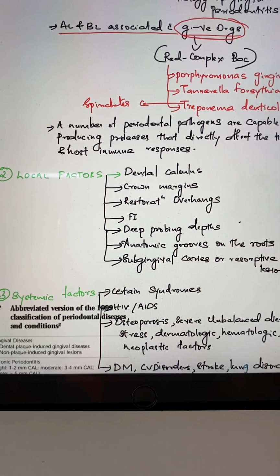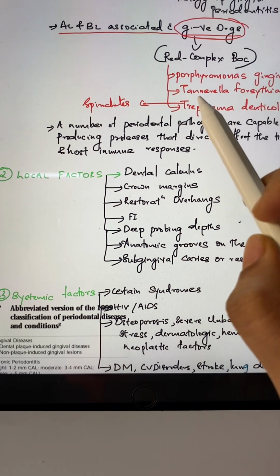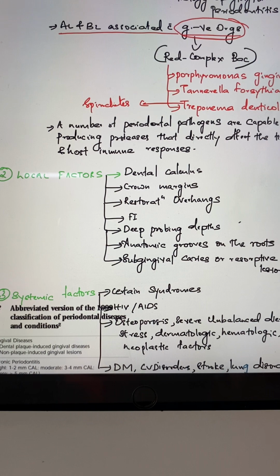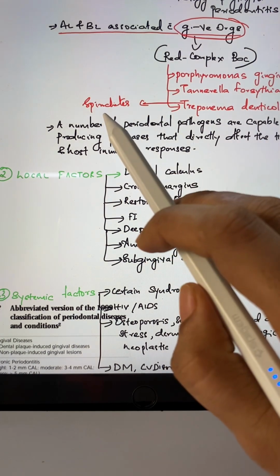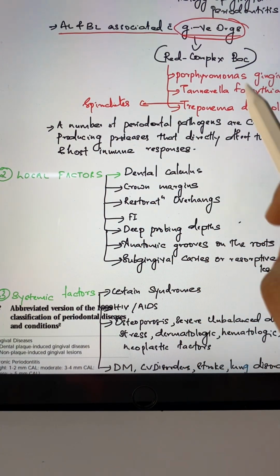They are Porphyromonas gingivalis, then Tannerella forsythia, then the spirochetes. They are the Treponema denticola. These all organisms can be seen in these cases.